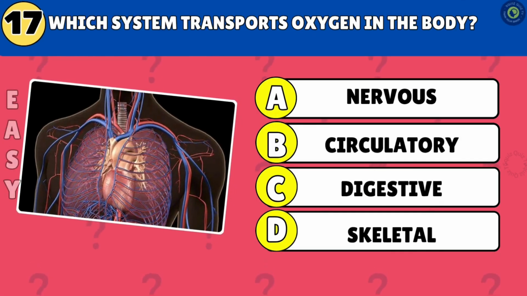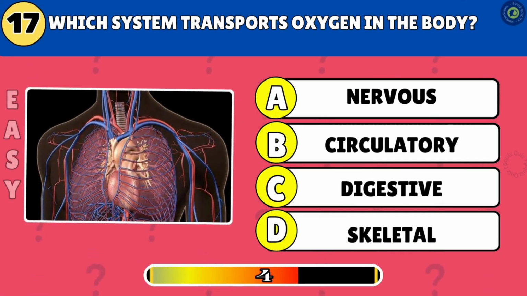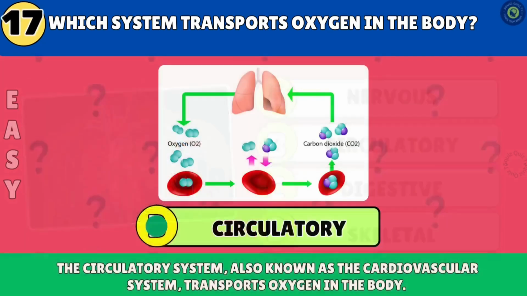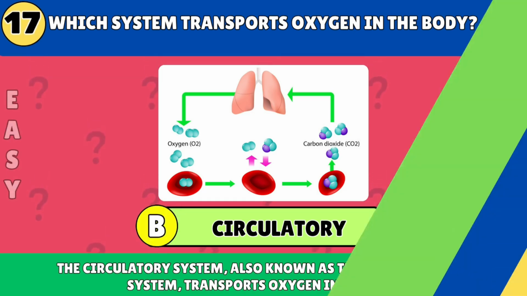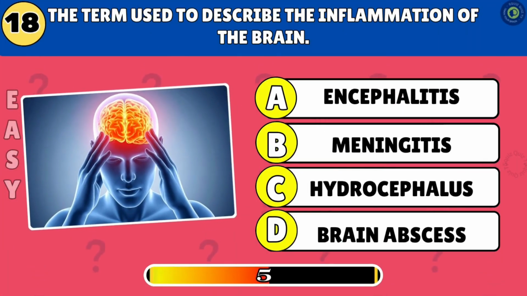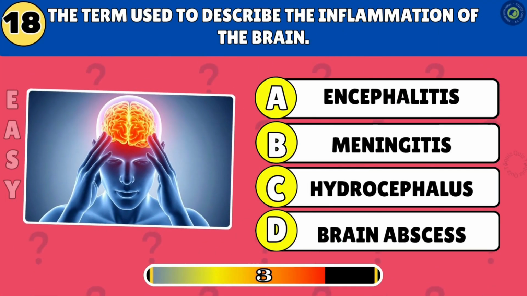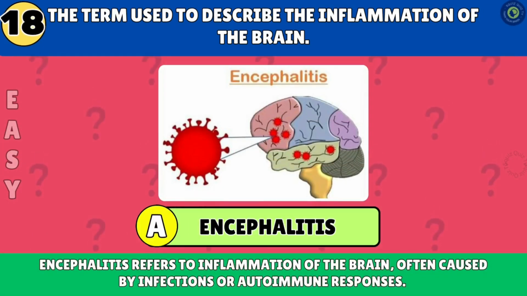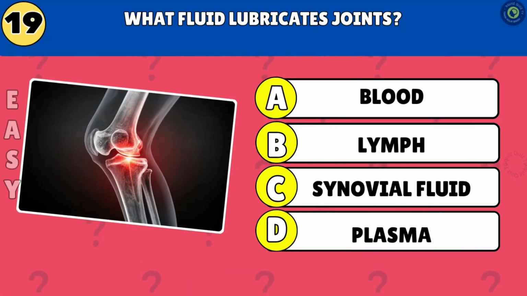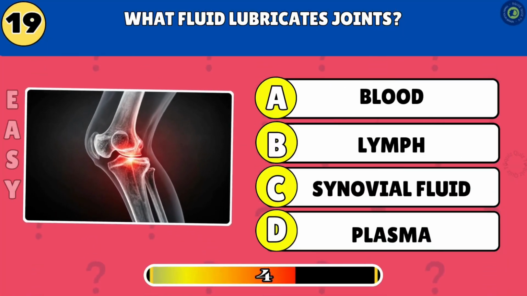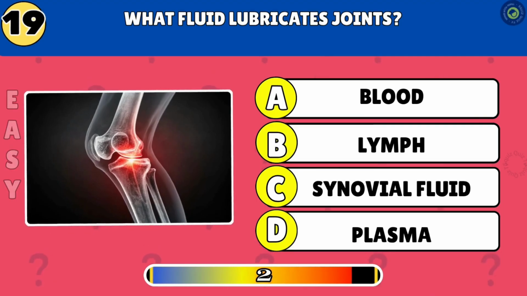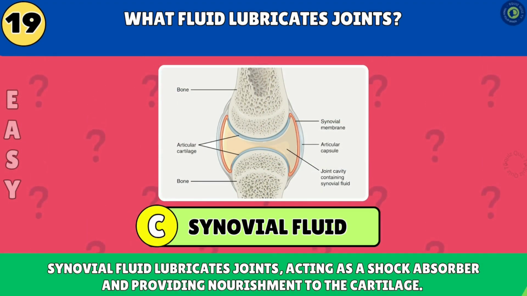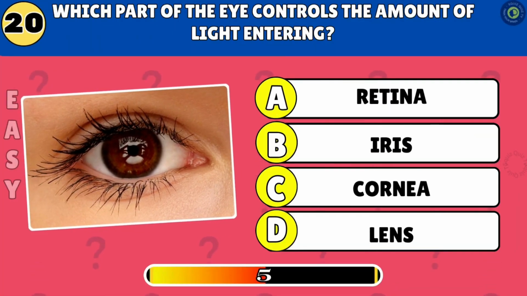Which system transports oxygen in the body? The term used to describe the inflammation of the brain. What fluid lubricates joints? Which part of the eye controls the amount of light entering?